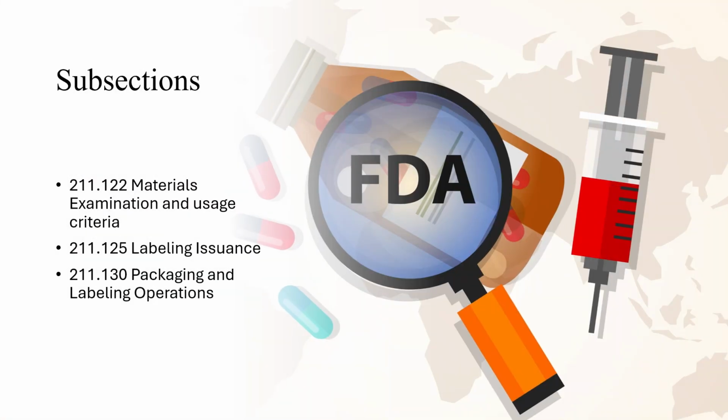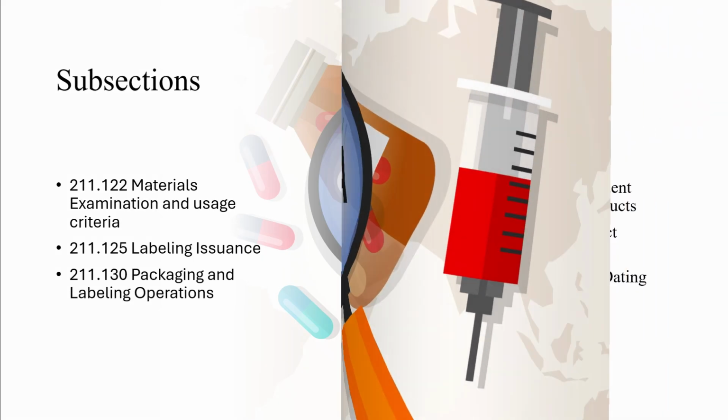Subpart G includes 6 core sections. Section 211.122 covers the examination and control of labeling materials. Section 211.125 addresses the strict control of label issuance. Section 211.130 focuses on packaging and labeling operations designed to prevent mix-ups.